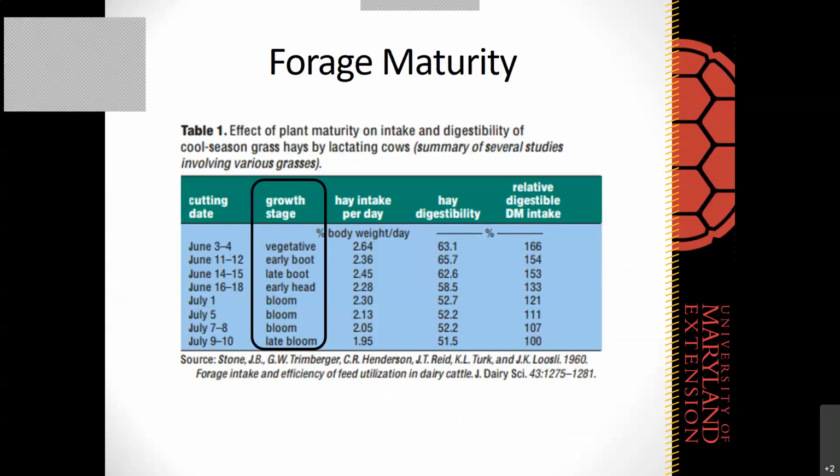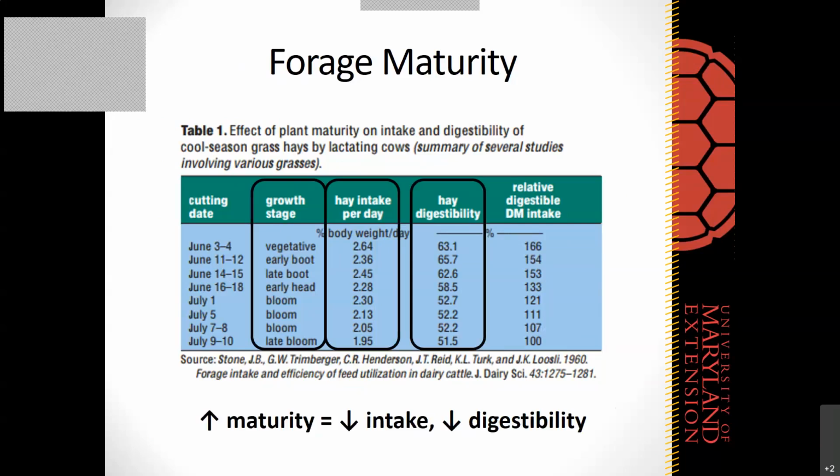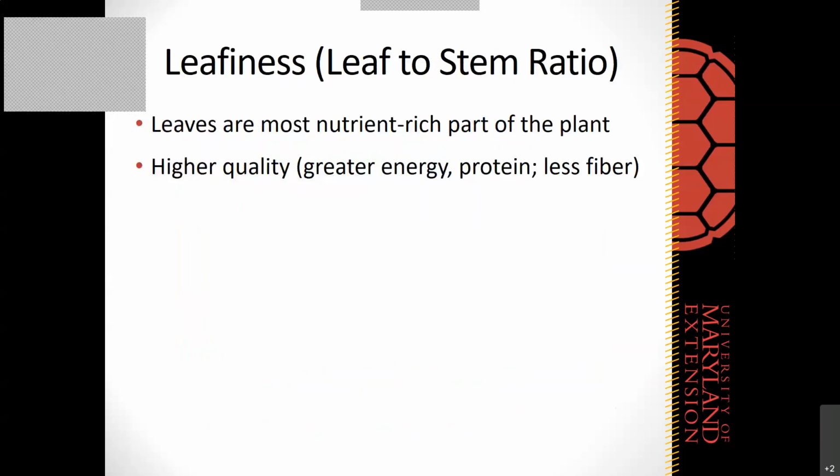So here we have different growth stages. At the top of the list was a more vegetative, less mature forage, and as we move down was a more mature, more stemmy, more fibrous forage. You can see that intake was higher when those forages were more vegetative and lower as we got to a more mature forage. And digestibility was also higher when the forages were more vegetative and more leafy, and lower when those forages got more mature. So higher maturity means lower intake and lower digestibility. Remember that plays a really big role. Another big one is the leafiness, or you may hear of the leaf to stem ratio.